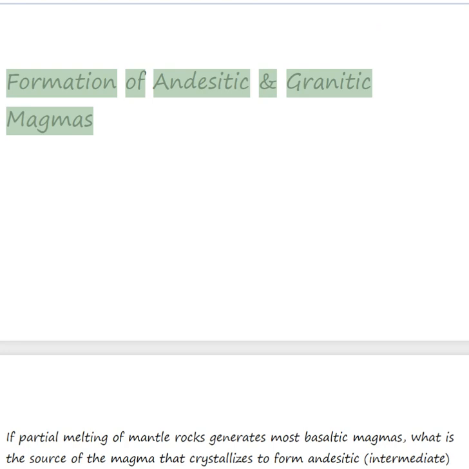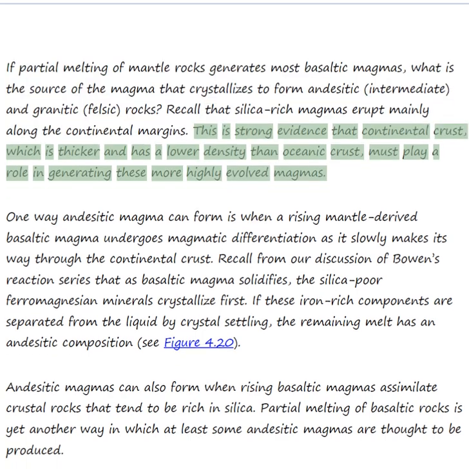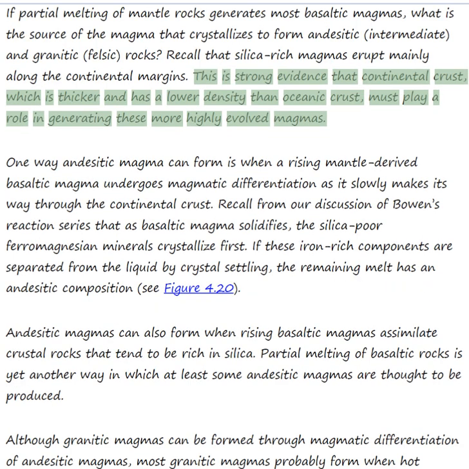Formation of andesitic and granitic magmas. If partial melting of mantle rocks generates most basaltic magmas, what is the source of the magma that crystallizes to form andesitic and granitic rocks? Recall that silica-rich magmas erupt mainly along the continental margins. This is strong evidence that continental crust, which is thicker and has a lower density than oceanic crust, must play a role in generating these more highly evolved magmas.